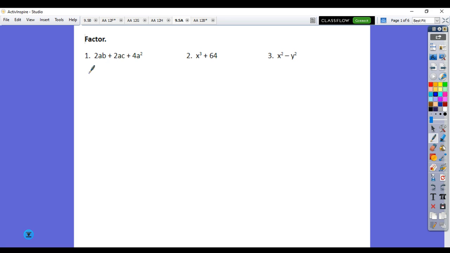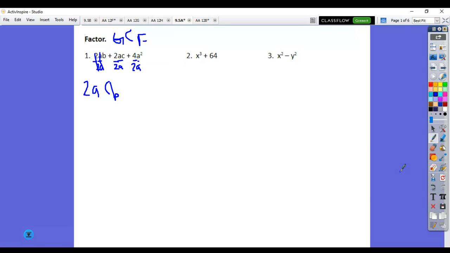So when you factor, you always first look for the GCF. If I look, there's a 2. Two can go into all of the coefficients, and they all have an A. So my GCF is 2A. And if I divide each one by 2A, the 2's cancel, the A's cancel, left with B.